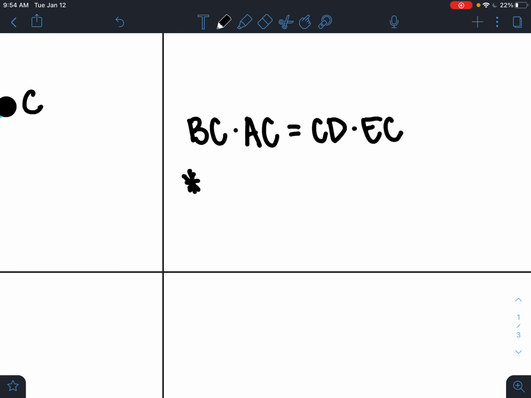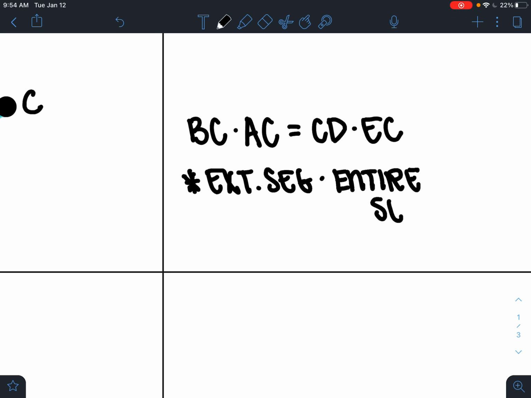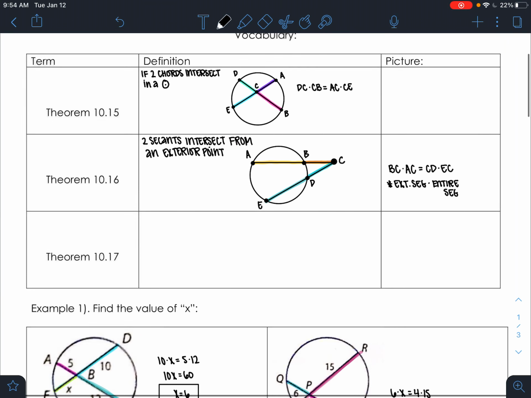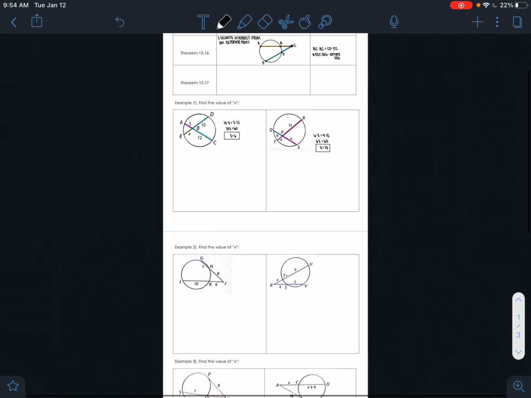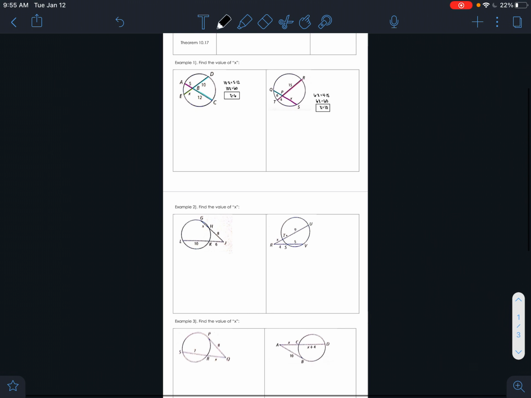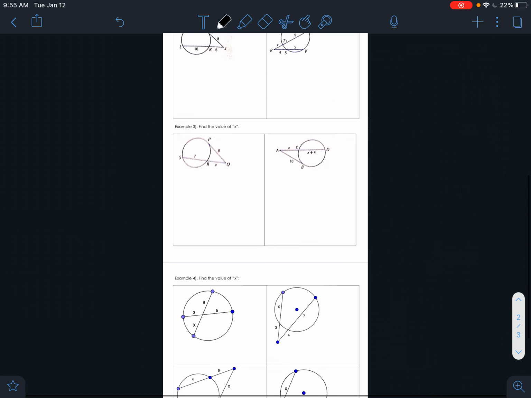To write yourself a note: exterior segment times the entire segment. I'm going to pause here, and then we'll come down and practice these. Then we will do our last type and then do some more.